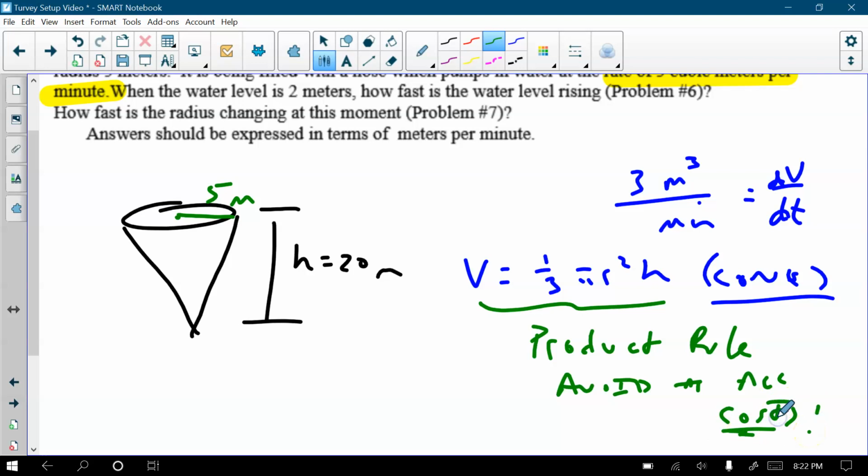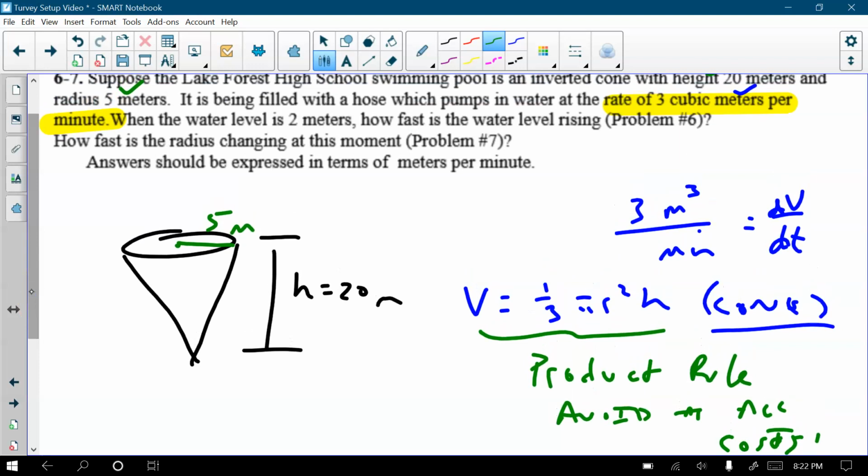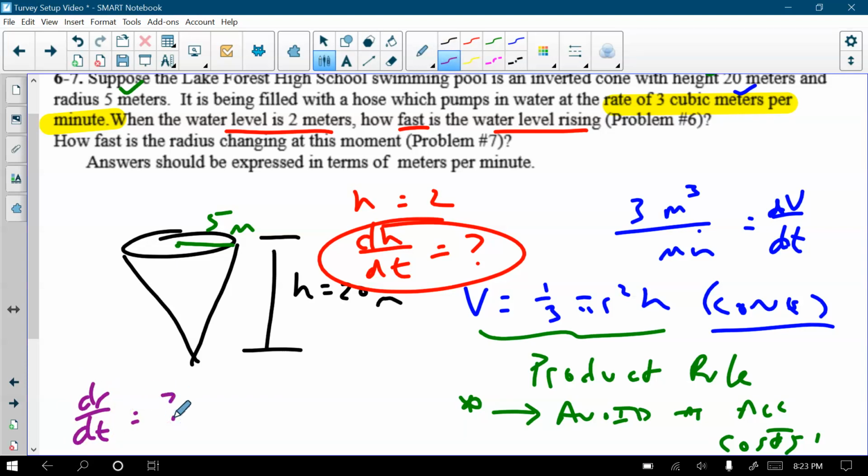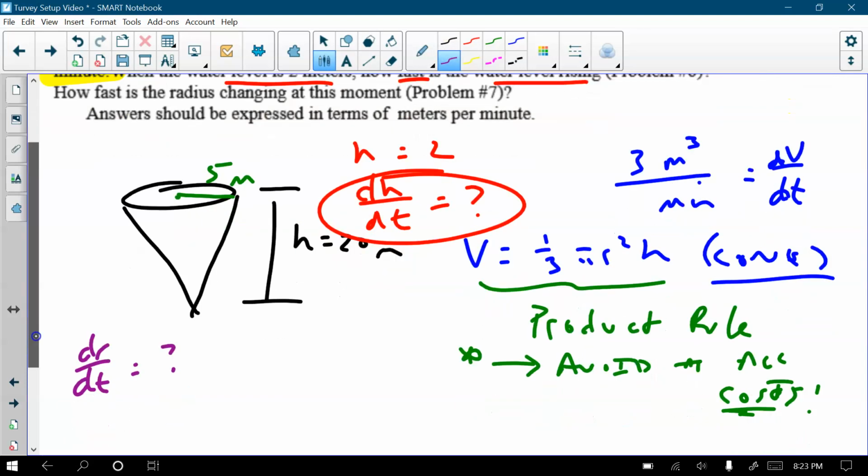Okay, now, when the water level is 2 meters, we'll come back to how to avoid that. When the water level is 2 meters, so height is 2, how fast is the water level rising? Water level, that's dH/dt. So that's what we want to know. I don't know what dr/dt is, and I should be kind of curious about that because if I take the product rule, I'm going to need dr/dt.